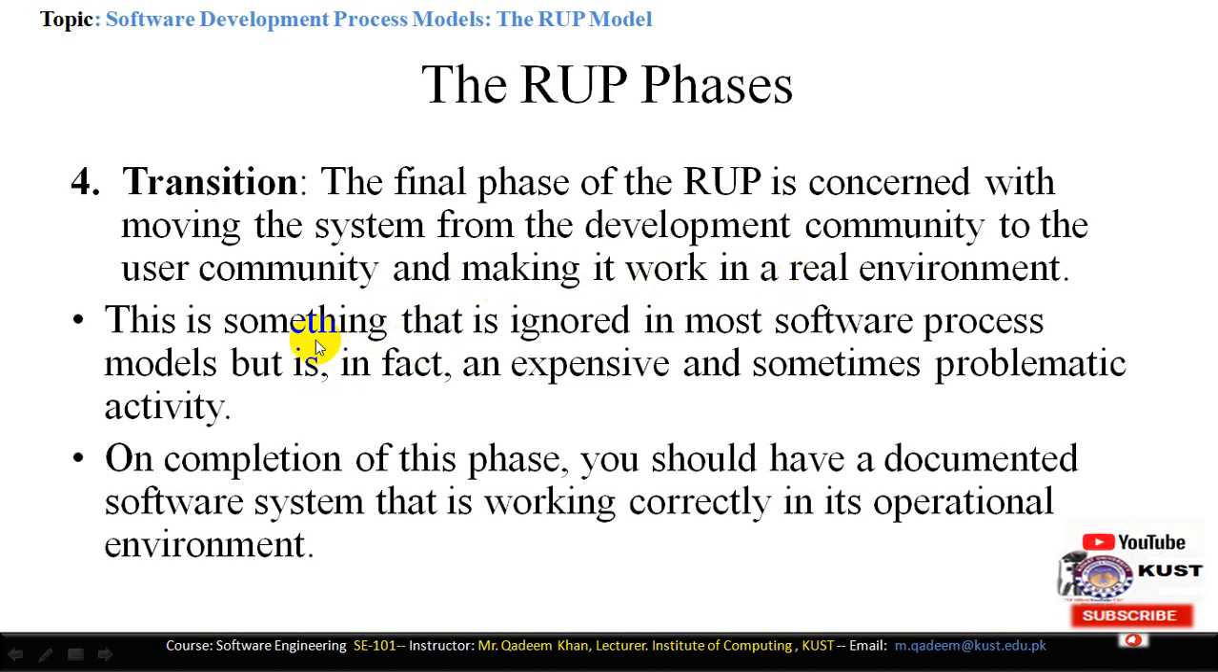This phase is something which is very often ignored in most software process models. But in fact, this phase should not be ignored. It is very expensive and sometimes problematic, but it is very important because installation in the user environment is in fact a necessary phase. On the completion of this phase, you should have documented software of the system that is working correctly in its operational environment. So when this phase is completed, we have a complete documented software system with proper documentation, and we have to make sure that the system is operational in the user environment.